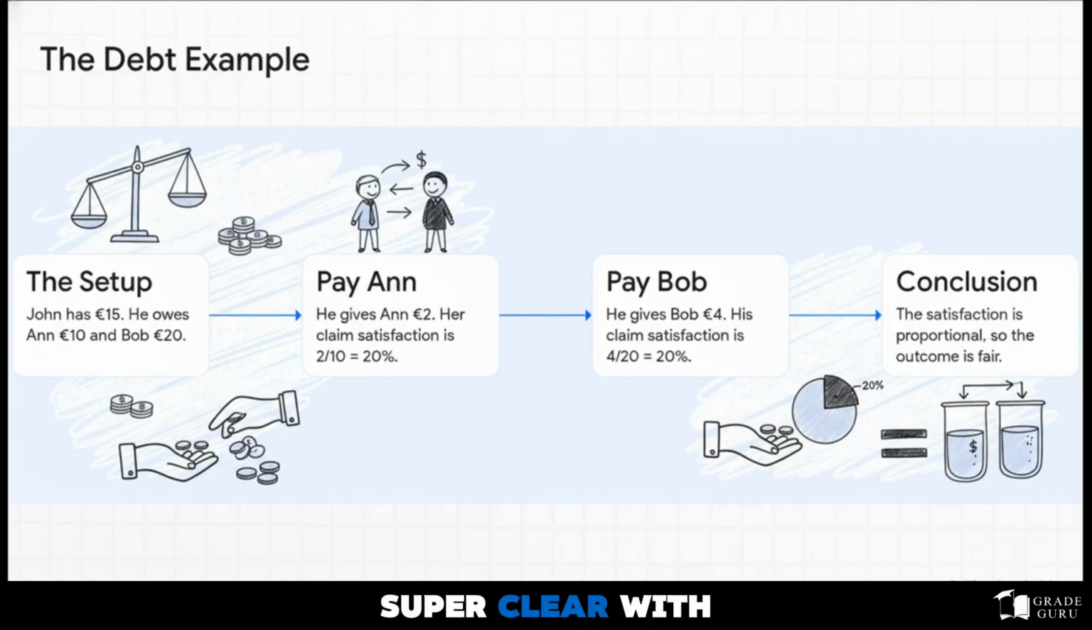Let's make this super clear with an example. Let's say John owes Anne 10 euros and Bob 20 euros, but he only has 15 euros total. What's the fair thing to do? Well, if he gives Anne 2 euros and Bob 4 euros, let's look at the math. He's satisfied exactly 20% of Anne's claim, and he's also satisfied 20% of Bob's claim. Because the satisfaction is perfectly proportional, Broome's theory says this is a fair outcome.